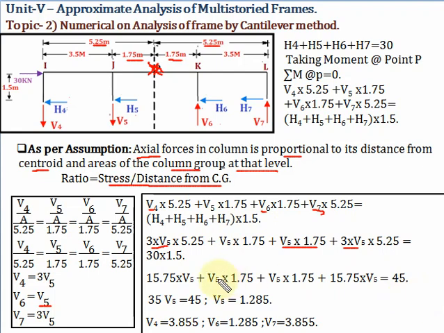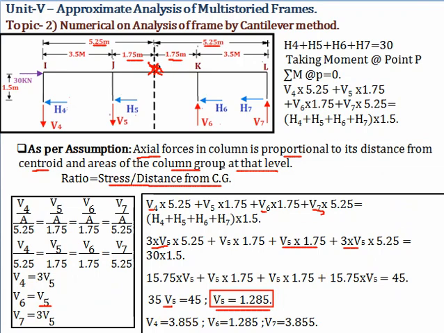Now solving this, only one unknown is there, V5. So 35 V5 equal to 45, and here we'll get the value of V5. The value of V5 is equal to 1.285. Now from this we'll get the value of V4. What is the value of V4? 3 into 1.285 gives the value of V4.